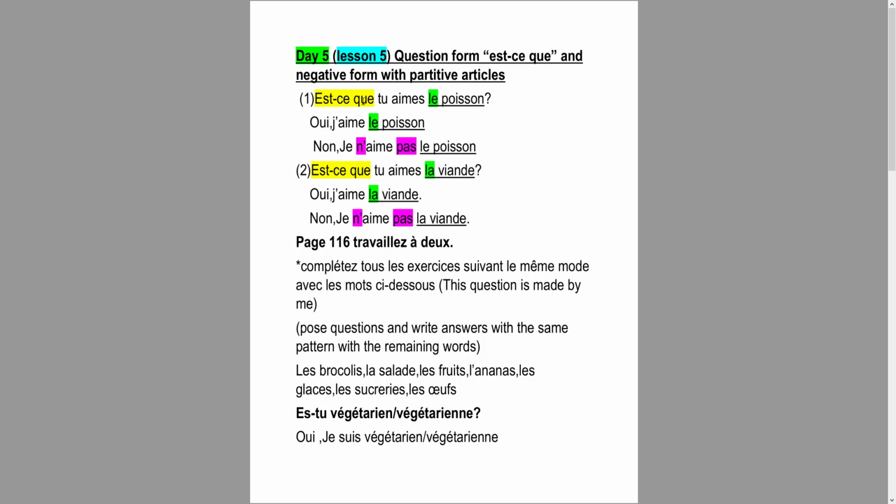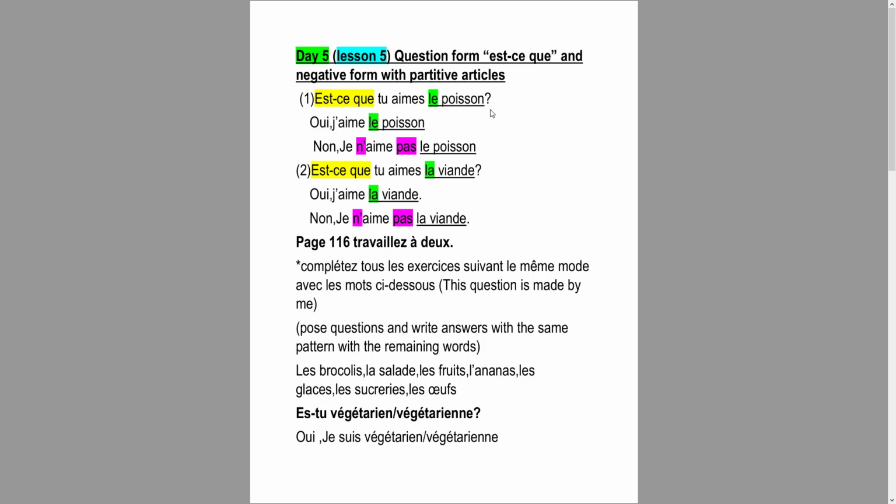There is no translation for est-ce in English. But we have to note that a sentence starting with est-ce is normally a tag question, where we give the answer yes or no. Look at this. Est-ce que tu aimes le poisson? Do you like fish? Oui, j'aime le poisson. Yes, I like fish. Negative answer. Non, je n'aime pas le poisson.